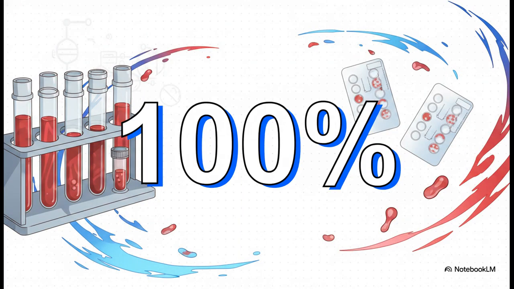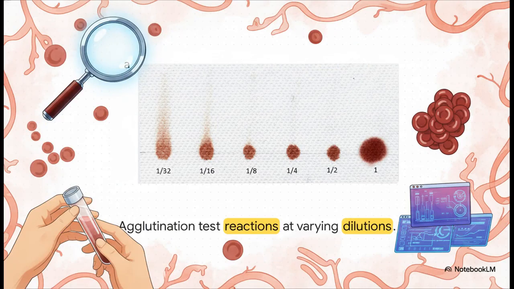Now, despite those procedural differences, it's worth noting that both the tube and gel card methods boast a 100% sensitivity rate for specific parameters. That just goes to show that standard serology is still incredibly effective for your routine, straightforward blood transfusions. But as we all know, real-world medicine is rarely straightforward.